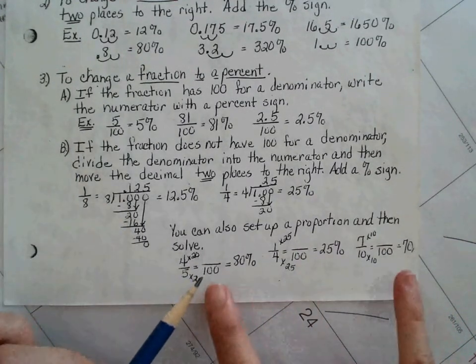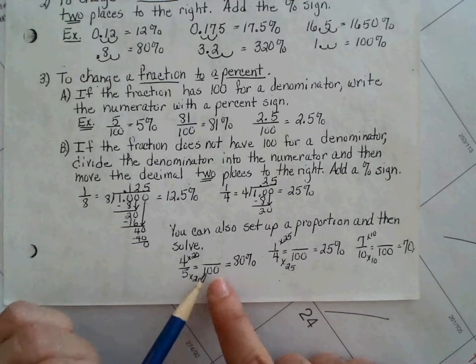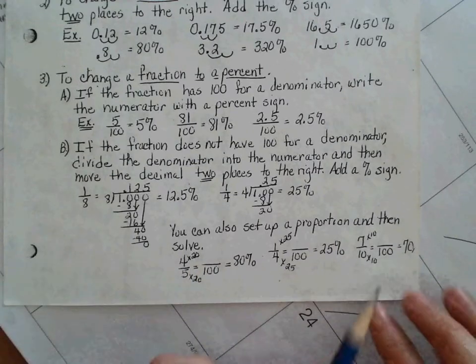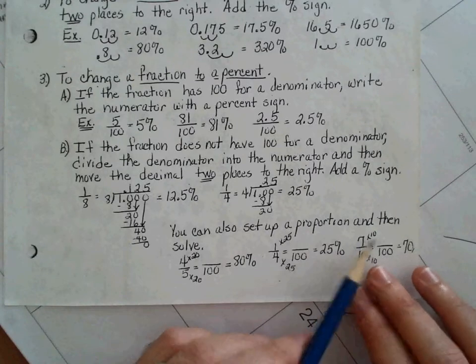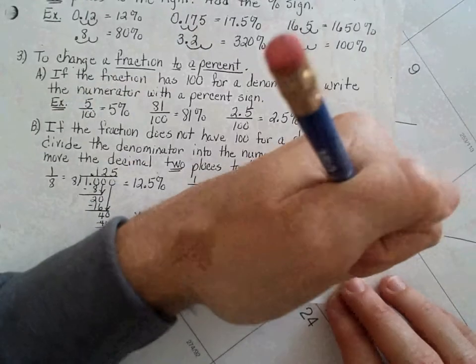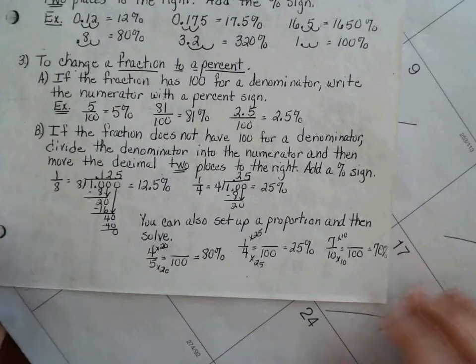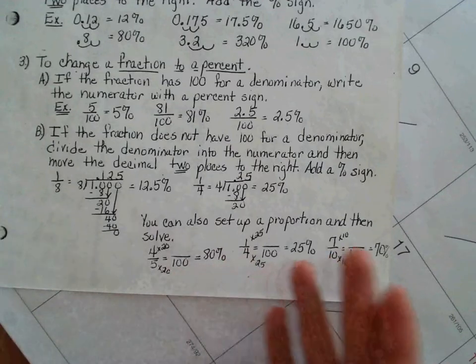Same thing for these two examples here. So this one's 4/5, so you can multiply 5 times 20 to get to 100. So do times 20 on top, you'd have 80 over 100, which is just 80%. And then also over here, you could do 10 times 10 to get to 100, so do 7 times 10 on top to get 70%. So, that's how to get from a fraction to percent.